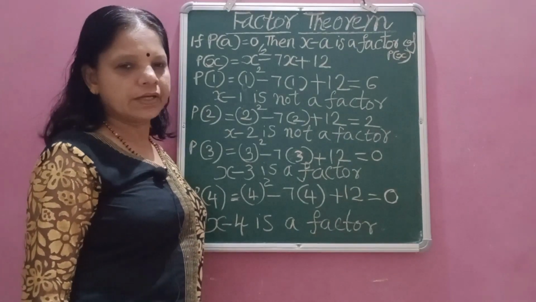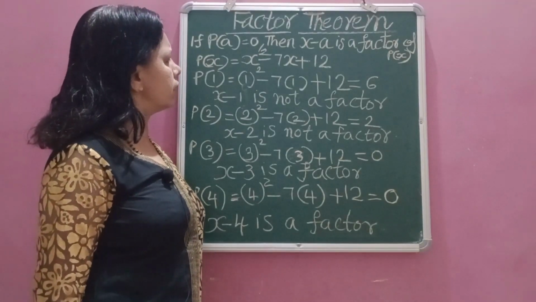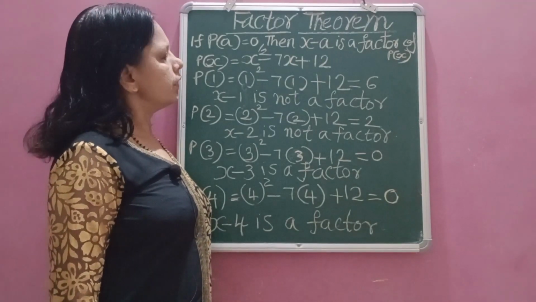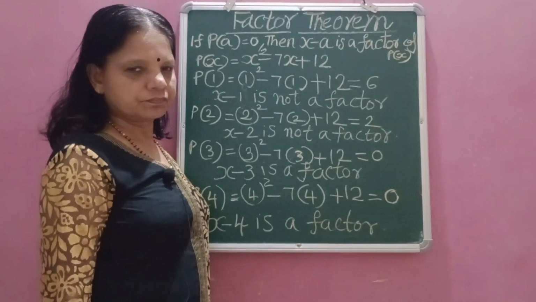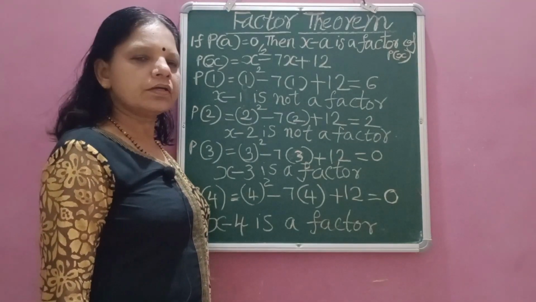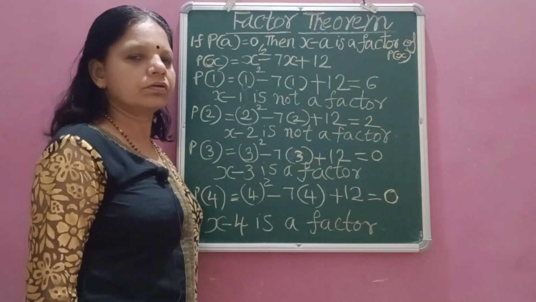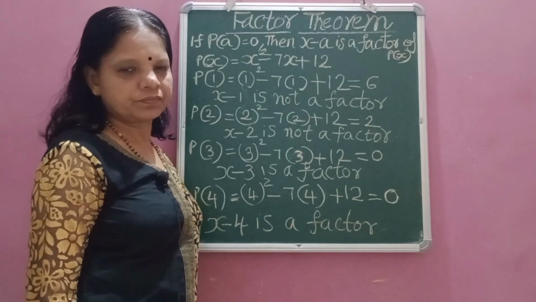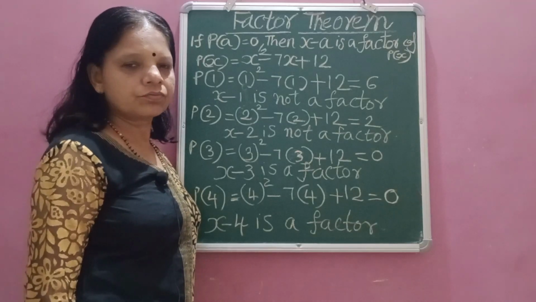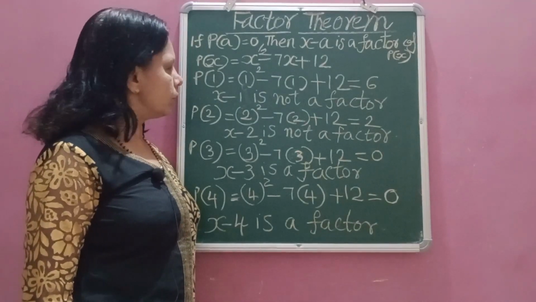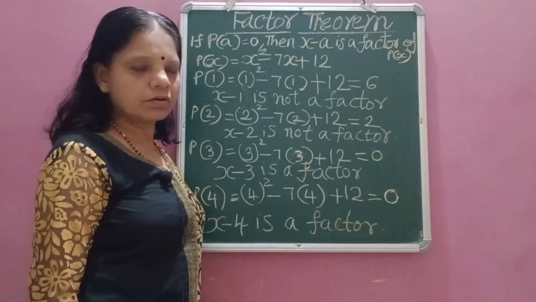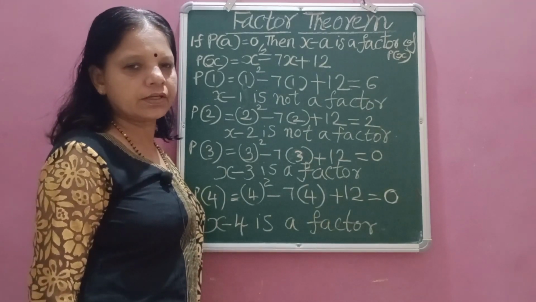So let us see some examples. There is a polynomial in x, that is P of x equal to x square minus 7x plus 12. Find whether x minus 1 is a factor or not using factor theorem. To test whether x minus 1 is a factor or not, what you have to find? P of 1. If P of 1 is 0, then x minus 1 is a factor. If P of 1 is not equal to 0, then x minus 1 is not a factor.